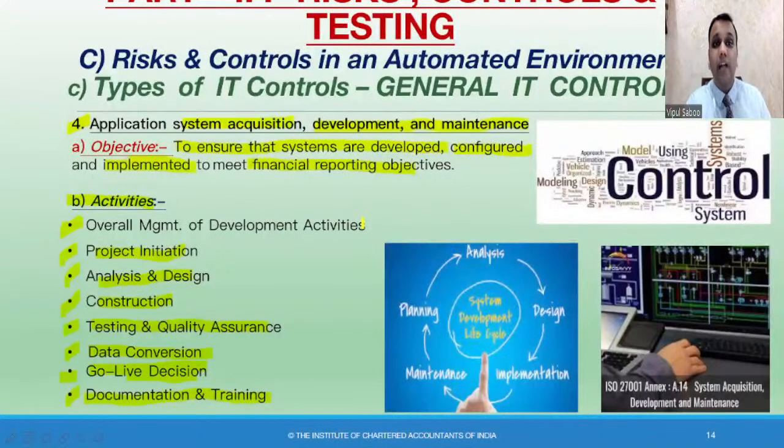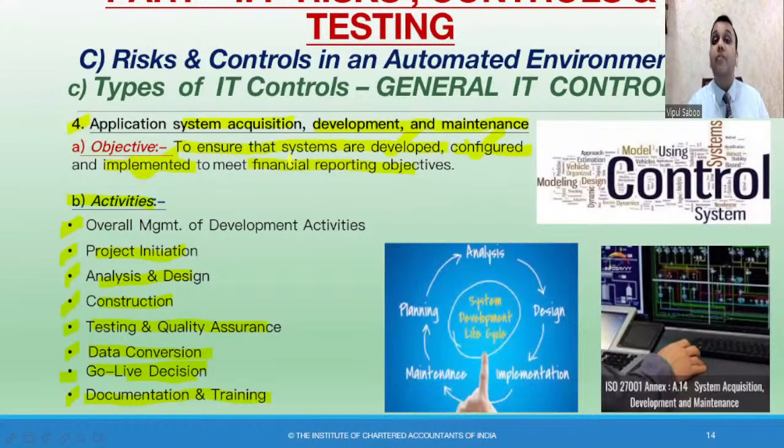So it says that to ensure that systems are developed, configured, and implemented. Take the example of the income tax website. What would the income tax department's objective be? That our website is developed, programmed, configured, and implemented to meet our reporting objectives, that whatever information we require of the income tax assessees, we get easily. It is friendly for the users as well as for us. So this was their objective.